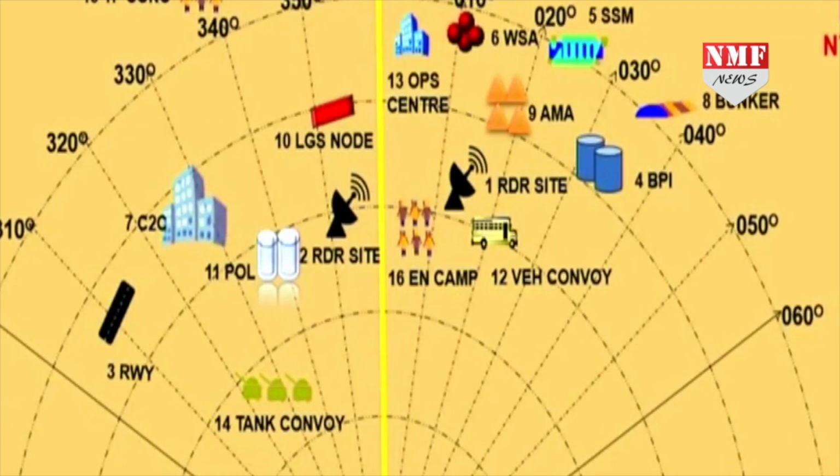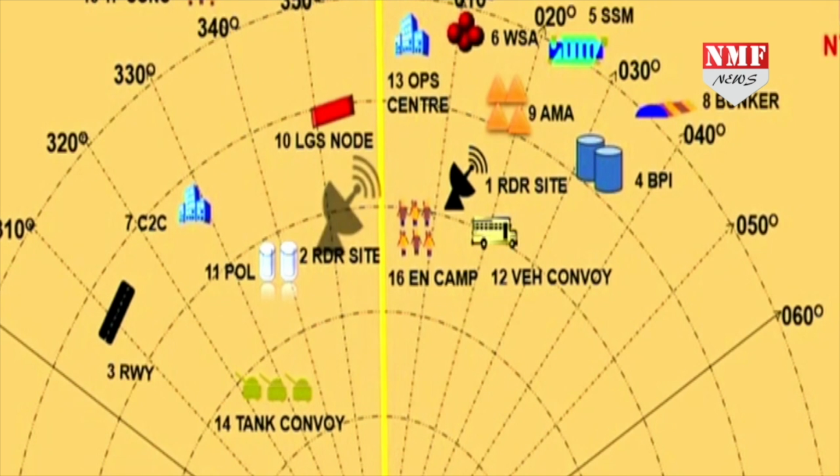Moving right, we have target number 11, which represents a POL dump. Further right, and in the distance, is target number 15, which represents an enemy troop concentration. Moving further right and closer to us is target number 2, which depicts an enemy radar.